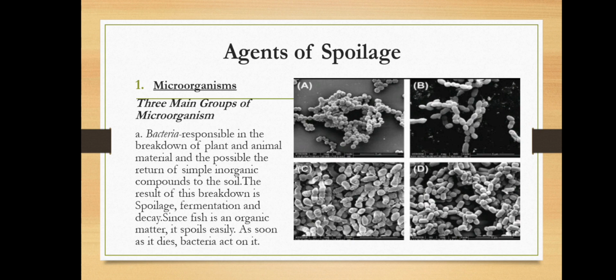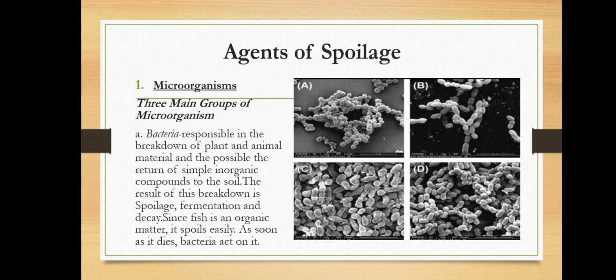Agents of spoilage. First, microorganisms. Three main groups of microorganisms. First is bacteria. Bacteria play a vital role in breaking down organic matter, such as fish, after its death. Their activities result in processes like spoilage, fermentation, and decay, contributing to the return of simple inorganic compounds to the soil and recycling of nutrients in ecosystems.